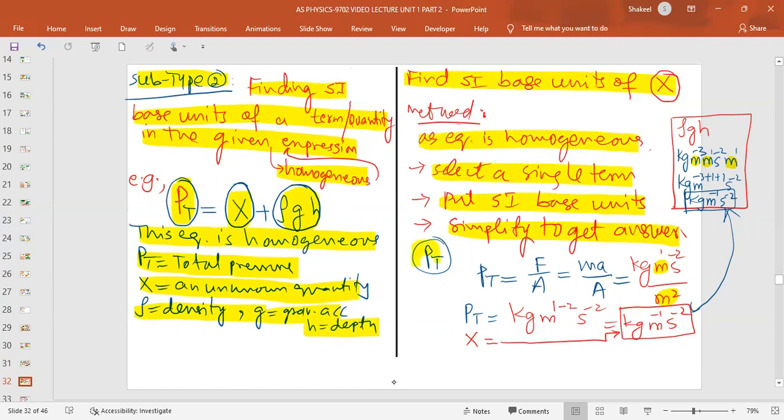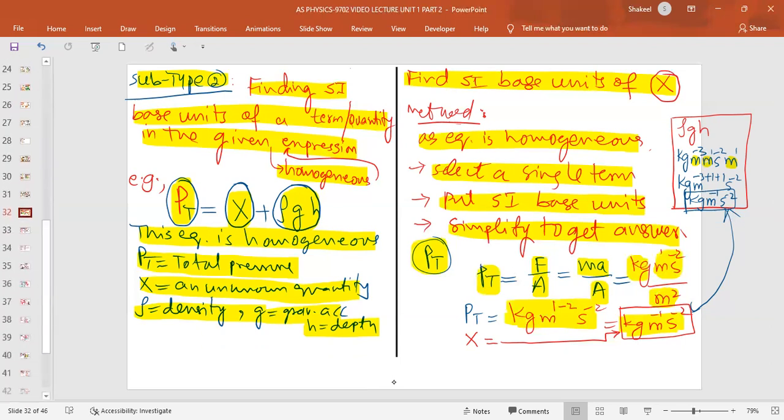So now we have selected total pressure from this. Total pressure is force over area, and force is MA. M is kilogram, acceleration is meter per second square, and area is meter square. So just simplify it, you will get this answer, kilogram per meter per second square. So as the total pressure is having the unit of kilogram per meter per second square, all the other terms like X and rho GH would be having the same unit. So that will be your answer.